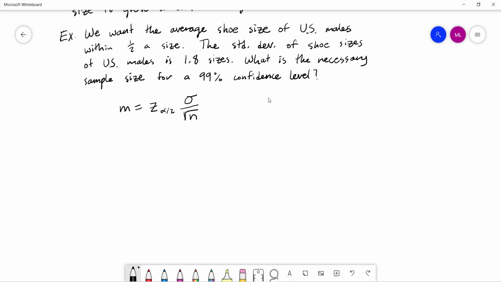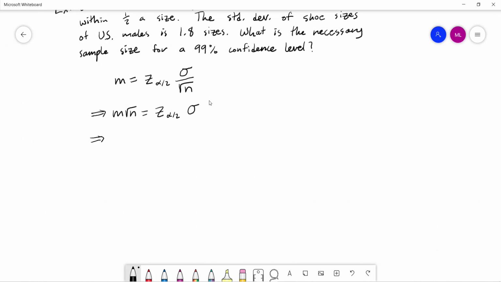So what I would do is just do some generic algebra on this formula to solve it for n. So I'm going to multiply both sides by the square root of n. So I'm going to have m times the square root of n is equal to z sub alpha over 2 times sigma. So all I've done is multiply both sides by the square root of n, and it canceled on this side, and we have the square root of n right there on this side. Then, to get n by itself, I need to divide out by that m that's sitting there. So I'm going to divide both sides by m, and that'll leave me with just the square root of n on this side. And on the other side, I'll have z sub alpha over 2 times sigma, the whole thing over m.